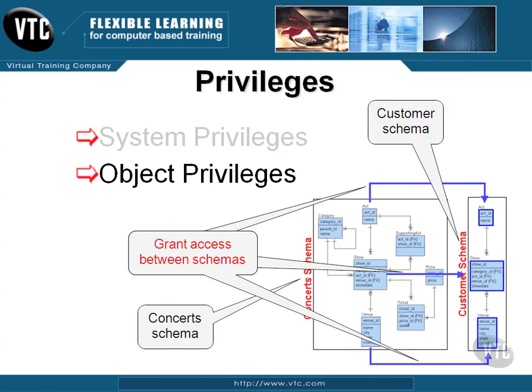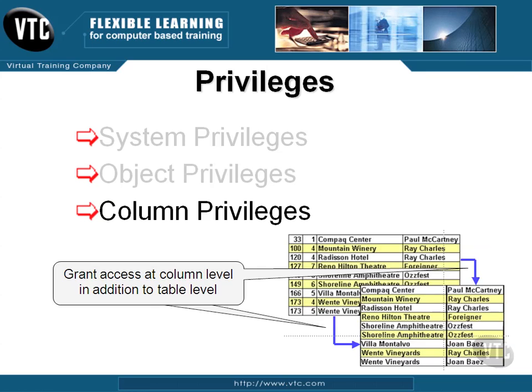You can do this in various ways, as I've already said. We'll get to that. We can even grant access not only at the table level and at the data level, but even at the column level in addition to the table. So we can grant access from one person to another, including specific columns in a table rather than all the columns in the table, as you can see here.